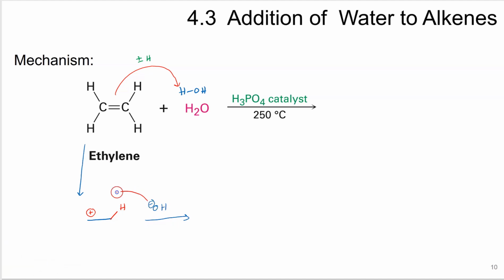We have OH minus sitting around. This is our nucleophile, and the carbocation is the electrophile, and this is a nucleophilic attack. And it forms the alcohol. This is also a Markovnikov addition.